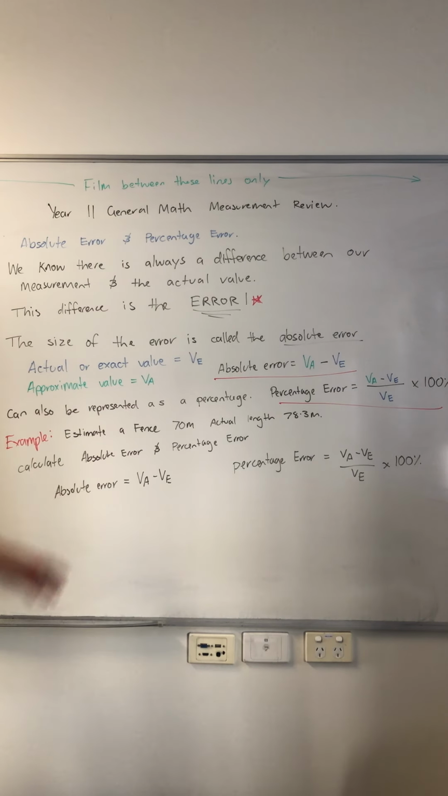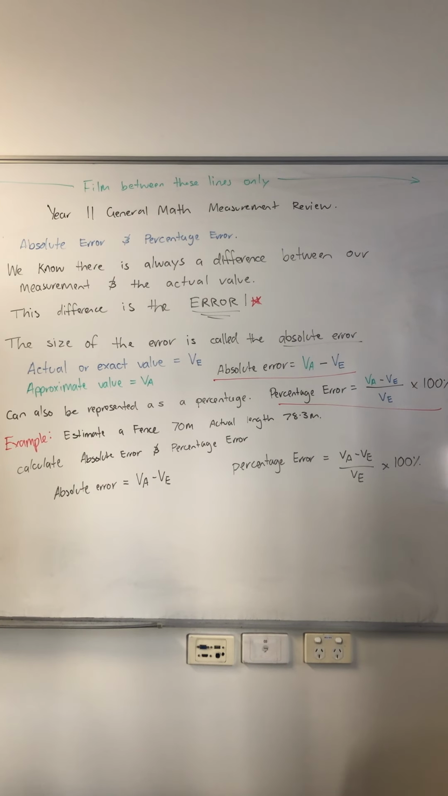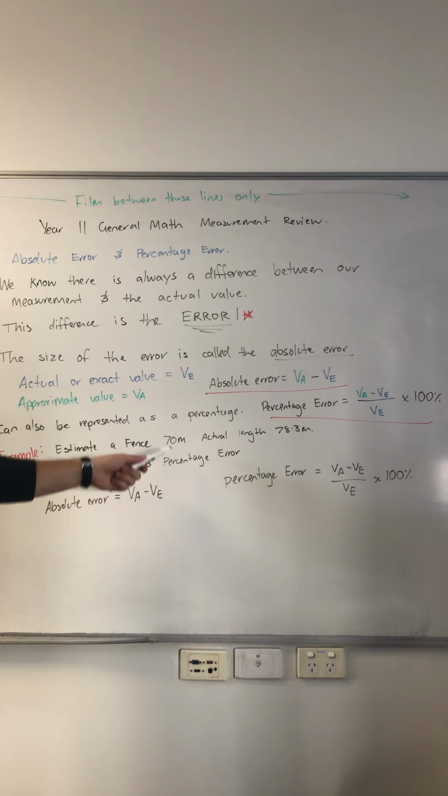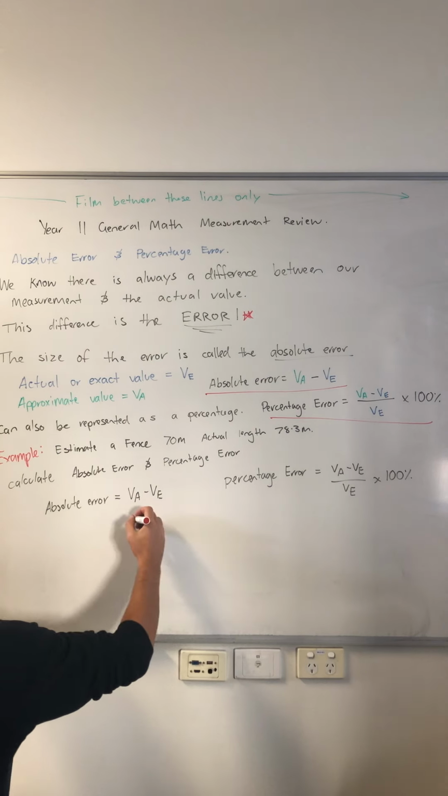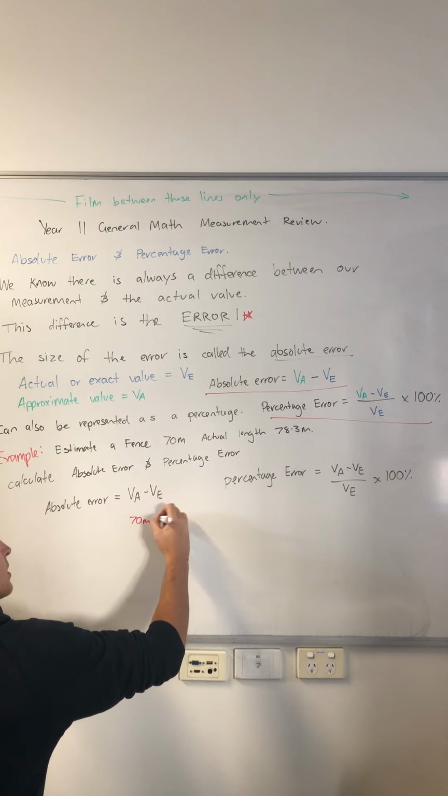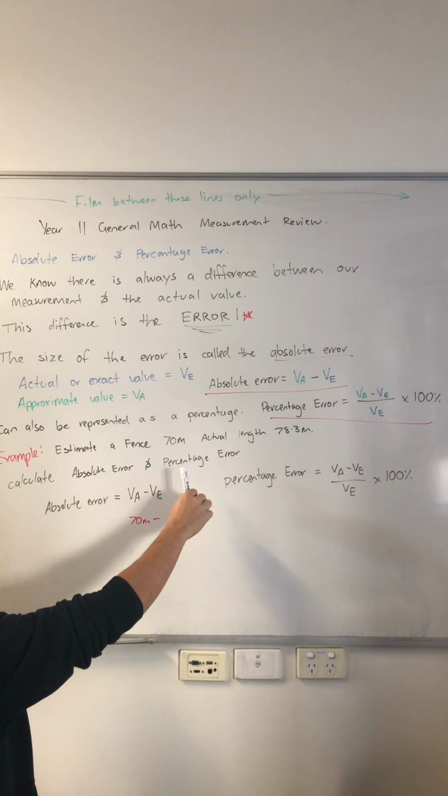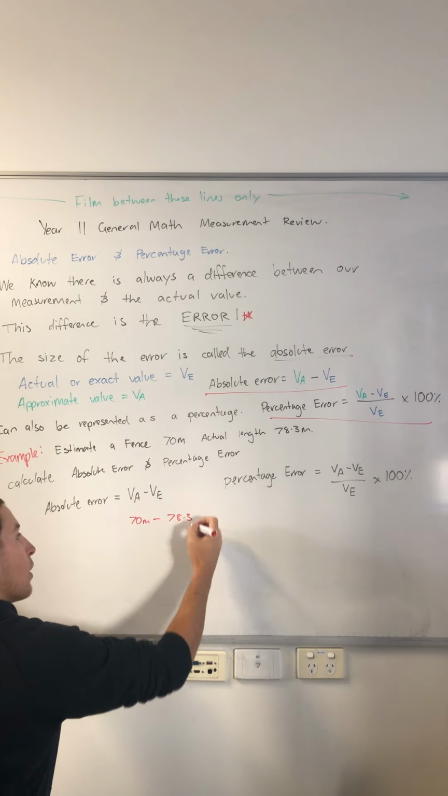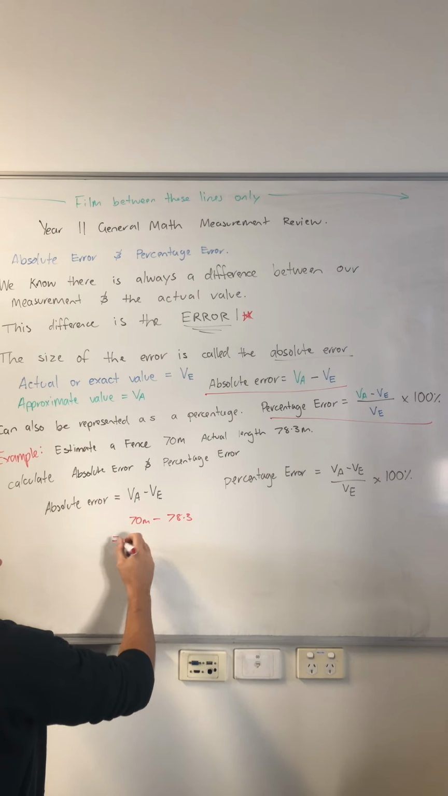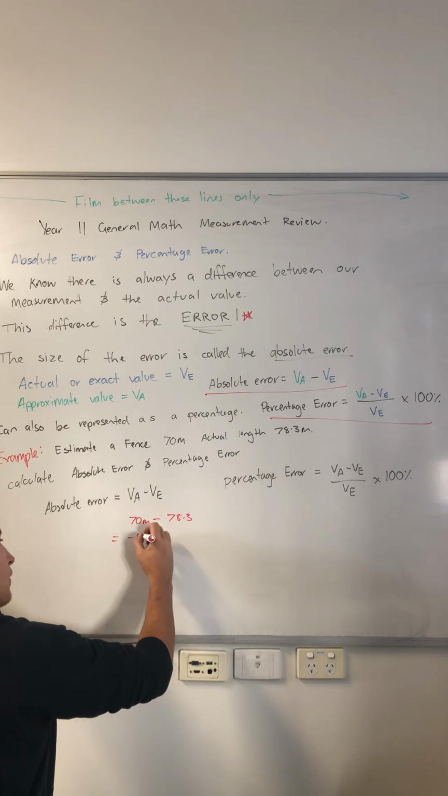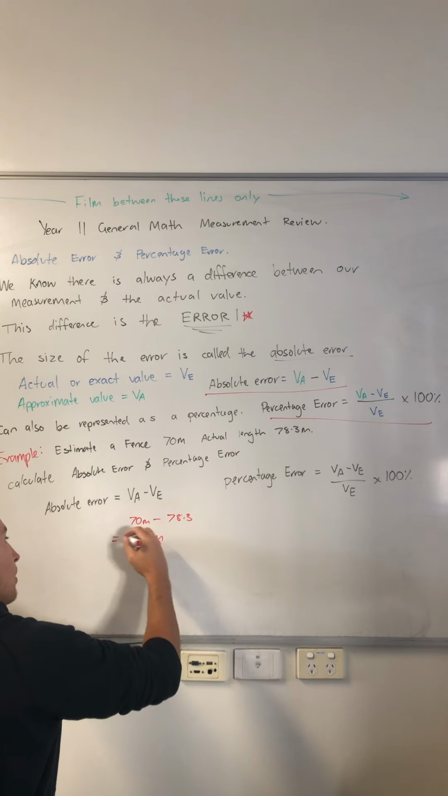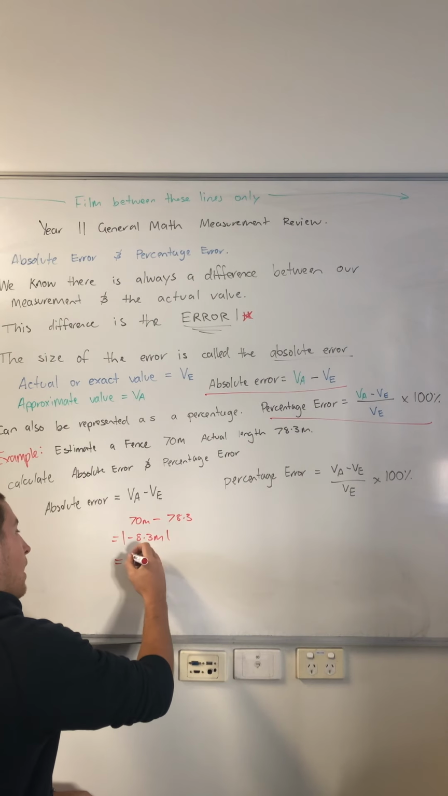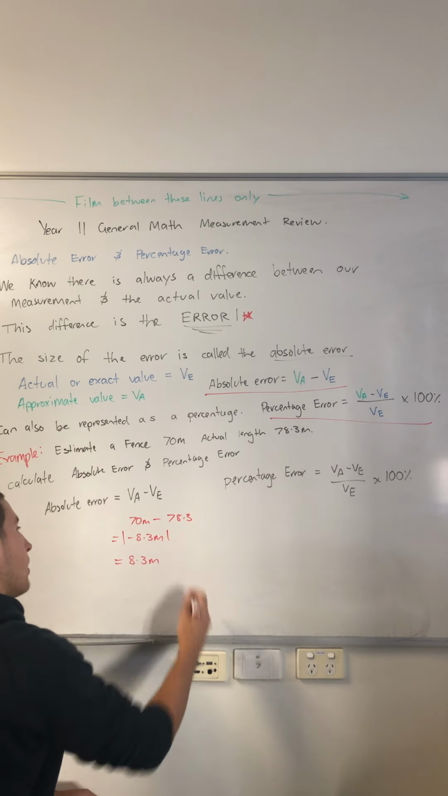So absolute error would be VA take VE. So we know that VA is our approximate value, so that's 70 meters. So let's put 70 meters take our exact value, so VE, which is 78.3, and we're left with negative 8.3 meters. Okay, so that is our error. We know the error is 8.3 meters.